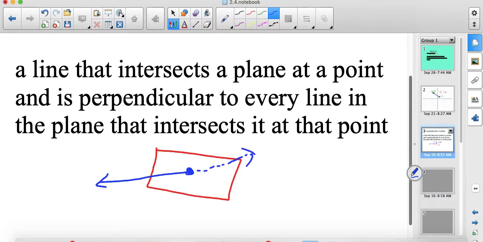So it is a line that intersects a plane at a point, and it is perpendicular to every line in that plane that goes through that point. So if this line was perpendicular to my plane, it's going to be perpendicular to this line. It is going to be perpendicular to this line. It is going to be perpendicular to this line. Any line that we draw in.